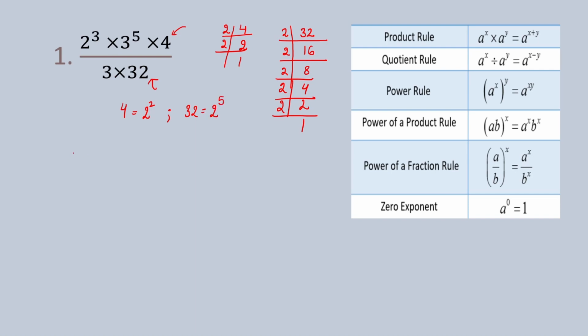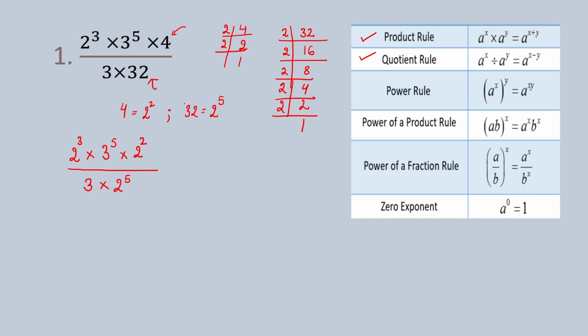Now change this expression and write it in the form of base and exponent. Now 4 can be written as 2 raised to the power 2, and 32 can be written as 2 raised to the power 5. Now always give preference to the first two laws, that is, when the bases are same and there's a multiplication operation, add the exponents, or when the bases are same and there's a division operation, subtract the exponents. Always give preference to these two if possible.